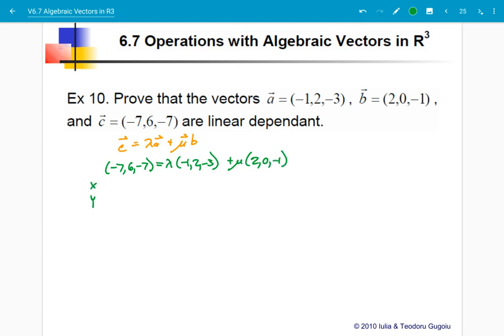I'll break this down by components. That's the first step, and then we'll probably be out of time for this video. For the x, we have -7 equals -lambda plus 2 mu. 6 is equal to 2 lambda plus 0 mu, and -7 equals -3 lambda minus mu. Now we have to solve this for lambda and mu, and there can only be one solution, and it has to work for lambda and mu for all three equations. That's the next step.